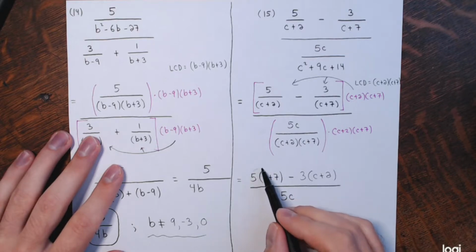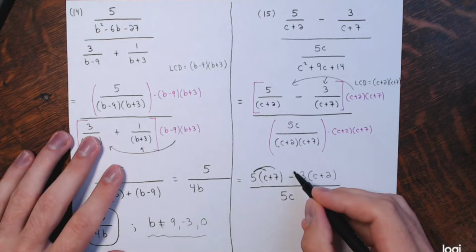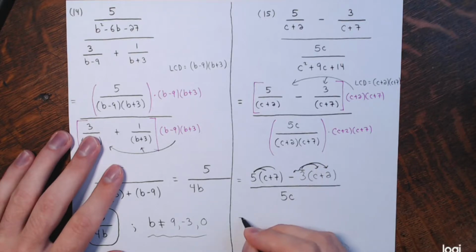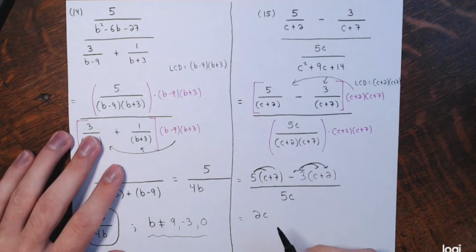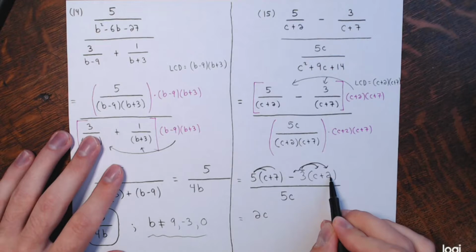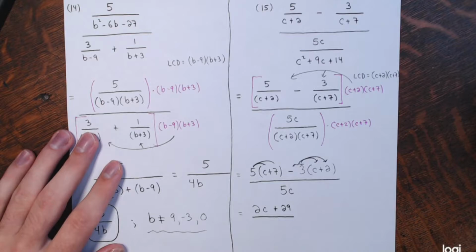Alright, so now I distribute the 5 here to the c plus 7. Distribute negative 3, don't forget you're doing the whole negative 3, to the c plus 2 and then combining like terms. We'd have 5c minus 3c would be 2c. And then the constants, you have 35 minus 6, which would be positive 29. So the numerator is 2c plus 29, and the denominator is simply 5c.